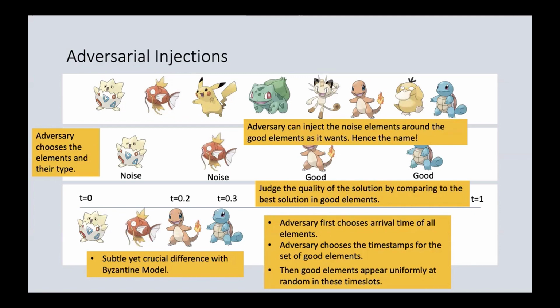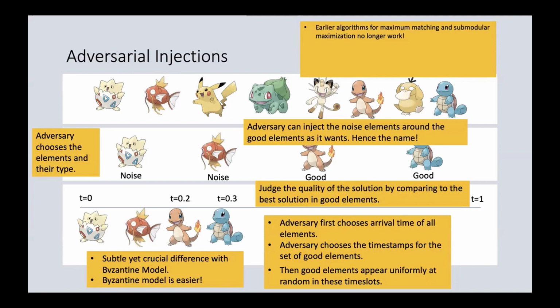So there is a subtle yet crucial difference with the Byzantine model, and it is basically in the second step, when the adversary gets to choose the timestamps for the set of good elements. This also makes the Byzantine model easier, because the adversary in adversarial injections might as well have chosen the timestamps to be uniformly at random between 0 and 1.